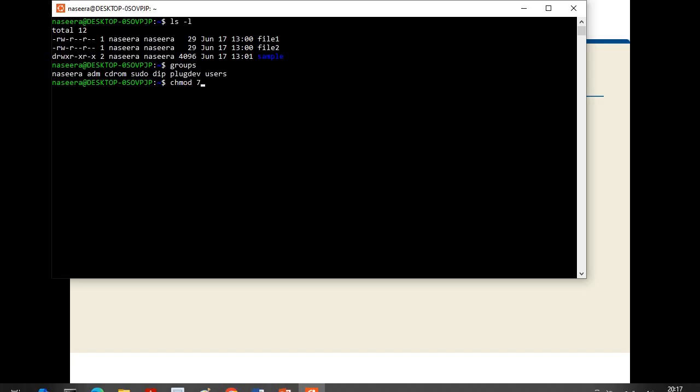chmod 755 for file 1. Now let us see the file permission with the ls -l command for file 1. Now let us see the difference between the previous permission structure and the present one. So the permissions are changed. For user, read, write, execute permissions are given, whereas there was no execute permission previously. Read and execute permission for group is given. Read and execute permission for others are also given. So in that way, we can change the permissions using the chmod command.